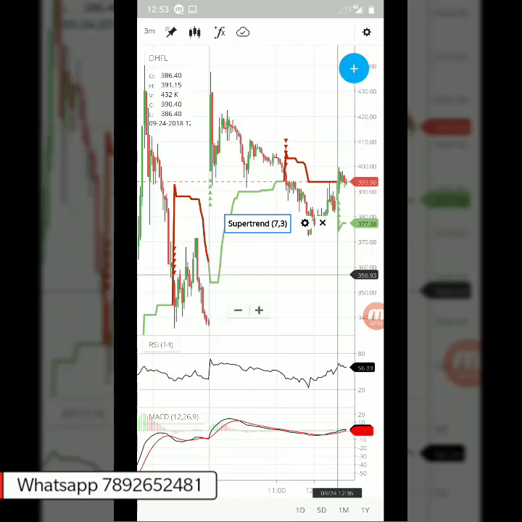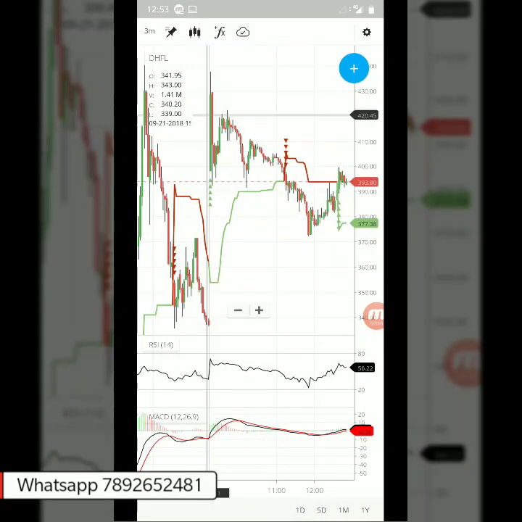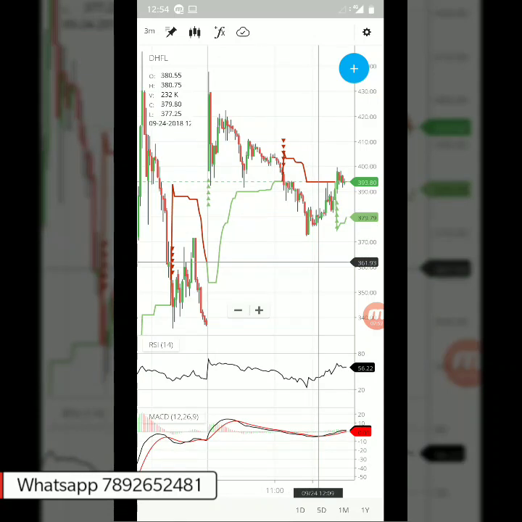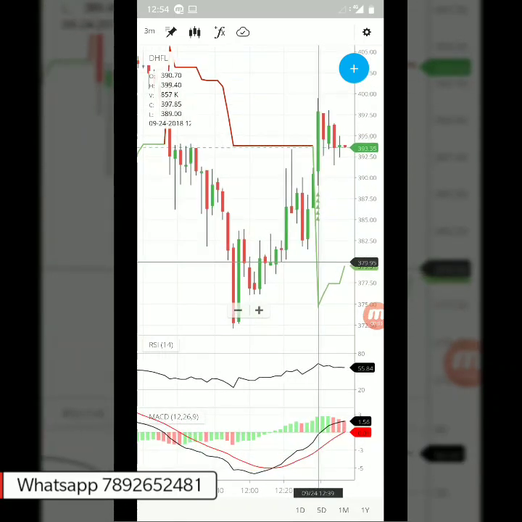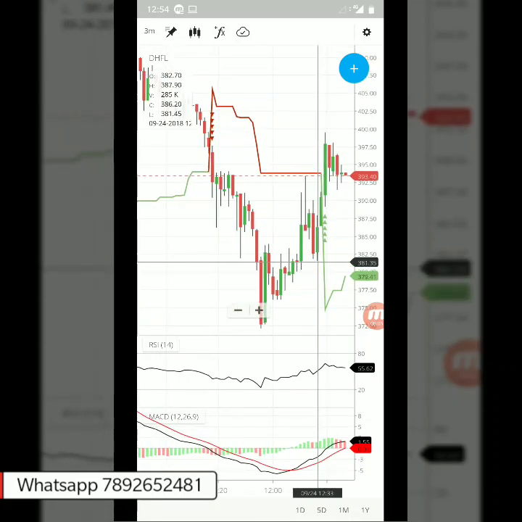If you're trading with CNC, and if you had sold over here at the market's start, you would have got the profit. But for people who are trading with margin, you should be very careful with such stocks. The movement is highly volatile. 1%, 2% will be like 20%, 30% of your capital. So you need to be very careful when taking margins.